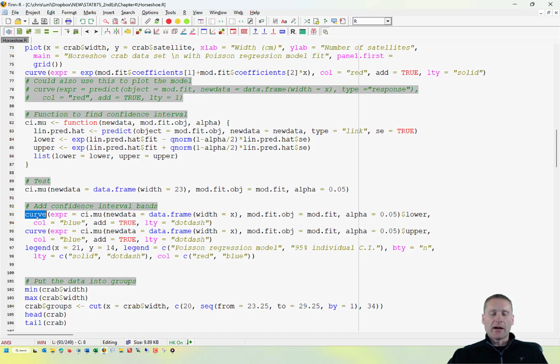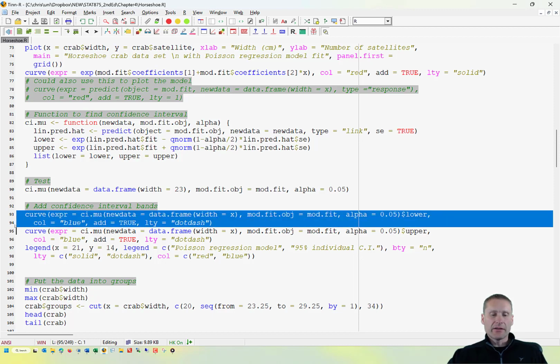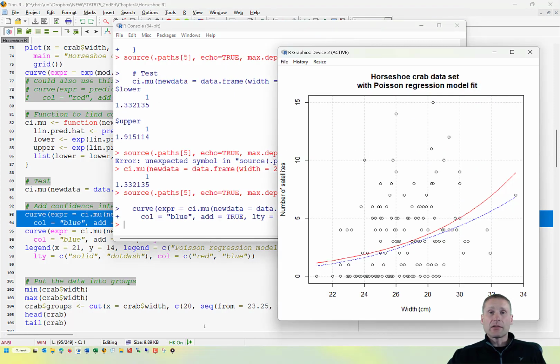So, lower confidence interval band, I use the curve function, where again I say expression, or expr, equal the results from ci.mu. And notice instead of putting 23 in there for the width, I put x. Remember how curve function works? It just puts in basically 101 different values possible of x, evaluates the function, and that's what it uses to do the plot. And then notice at the very end here, I'm automatically extracting the lower limit. I'm going to put it in blue, add it to the current plot, and make them dot dash lines. So let's go ahead and do that. And there's the lower confidence interval band.